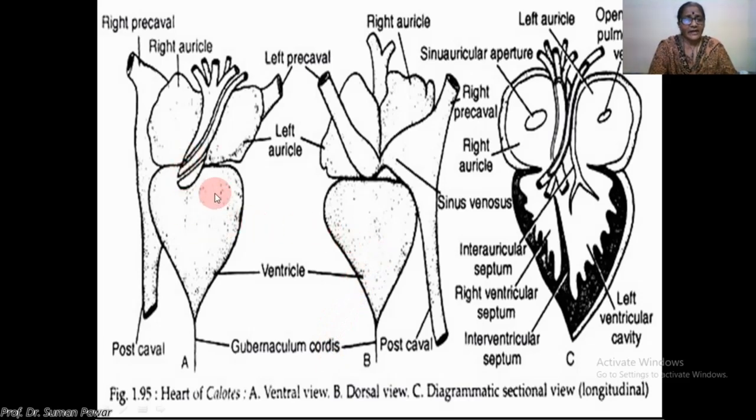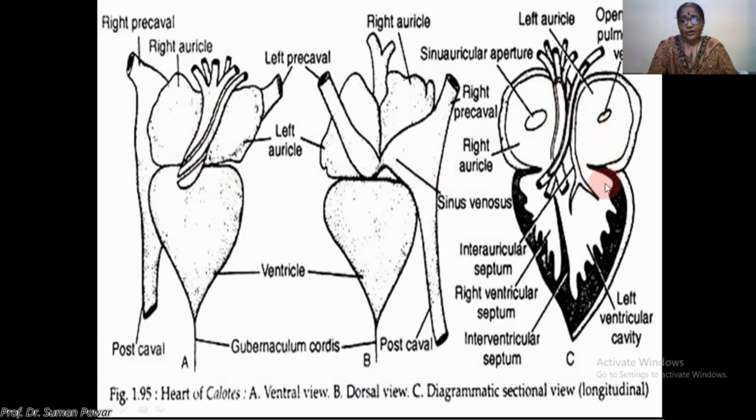Here is the ventral view. From this anterior lateral position of the ventricle, there arise three aortic arches independently, as there is absence of the distributing chamber, which we call truncus arteriosus. These three arches are namely the pulmonary arch, the right systemic arch, and the left systemic arch.